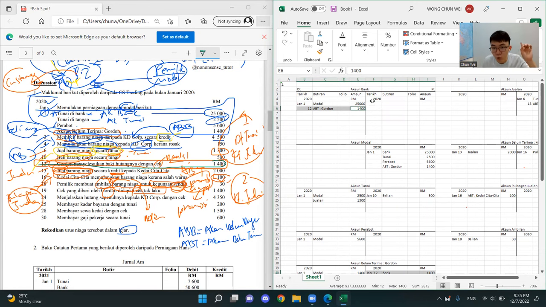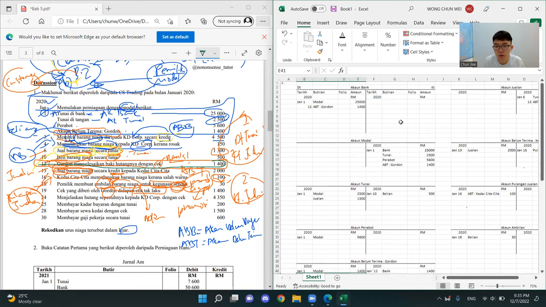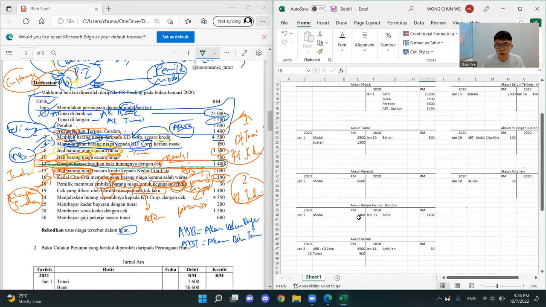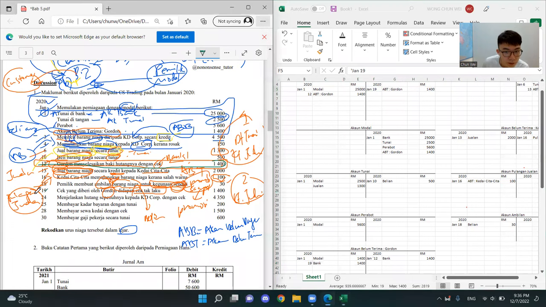So now it becomes what? I need to credit my bank and debit back into my ABT Gordon. Here, you credit your bank. The date is January 19th. And then back into ABT Gordon, $1,400. Okay, so you credit your bank, then you must debit, right? So you debit back into your ABT. This is what happened. This one and this one. Okay, so 19th done.